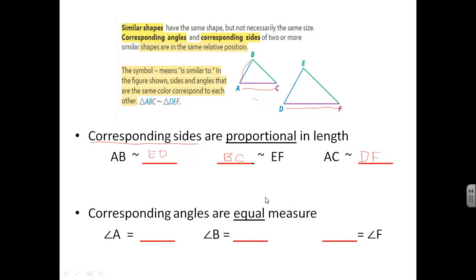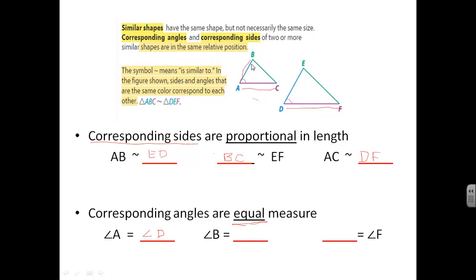Corresponding angles are equal in measure. They're the same measure, and you can tell by looking that they're the same measure. Angle A equals, which angle is in the same position in the larger triangle? Here's angle A, and angle D is in the same position. So the symbol for angle is a little angle. Okay, angle B.